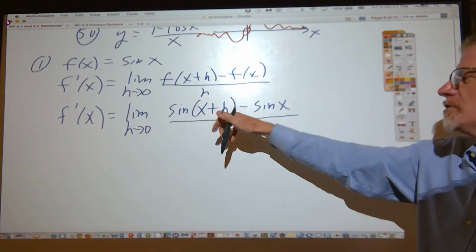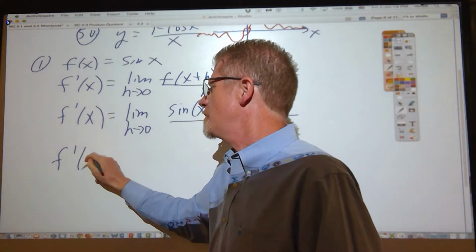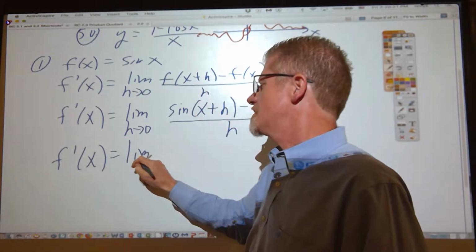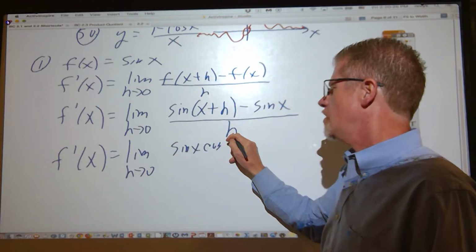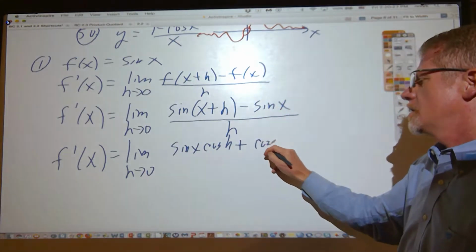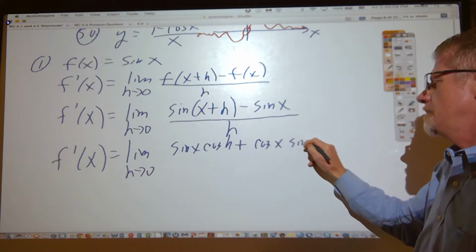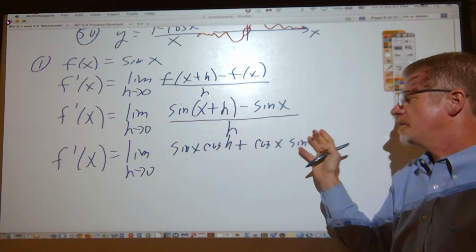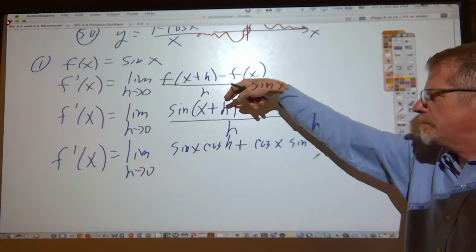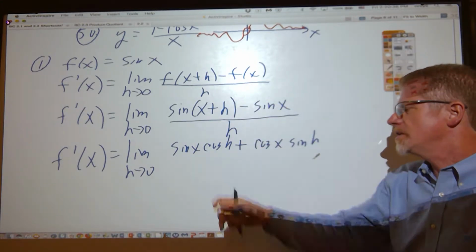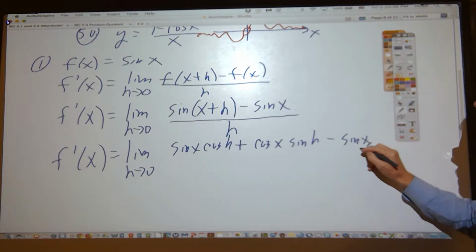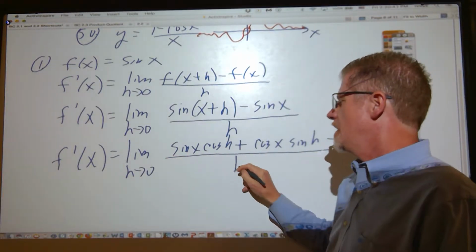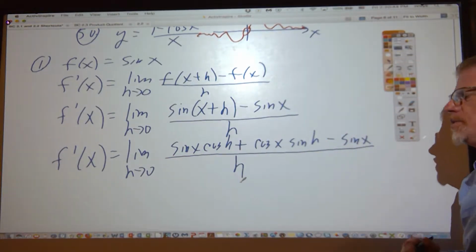Let's use the first half of the chant to get f prime of x equals the limit as h approaches 0 of sine, cosine, cosine, sine. It goes alpha, beta, but in this case, alpha is x, beta is h. So there's sine x cosine h plus cosine x sine h, minus sine x all over h. Now, how on earth are we going to deal with this limit?